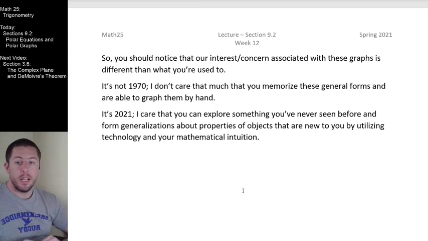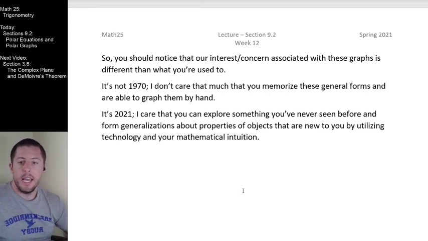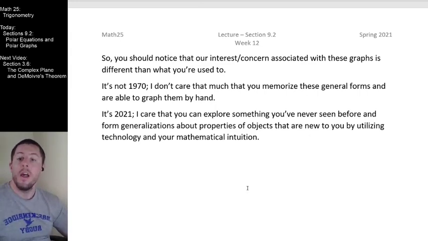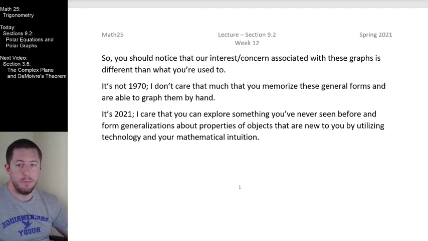A computer can answer the question, what does the graph look like? Therefore, that's no longer a meaningful college level question anymore. What's more interesting is how would you determine that that's what the graph looks like? Why did that parameter control that certain feature the way that it did? How do I know that 3 plus 2 cosine theta isn't going to pass through 0? These are the interesting questions that still require human consideration. Therefore, these are the ones that are of interest to me.